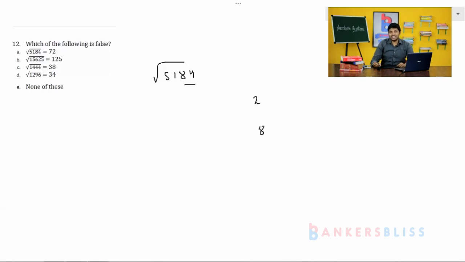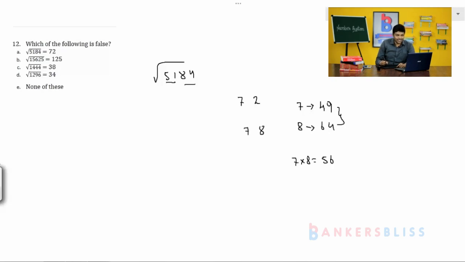Next, we have to calculate the 10th digit. See here, 51. Okay, it comes between 49 and 64. 49 represents 7, 64 represents 8. So, 51 comes in between these two numbers, therefore, it should be 72 or 78. Next, 7 into 8, the next number we have to take, 7 8s are 56, but 51 is less than 56, therefore, 72 is the answer.